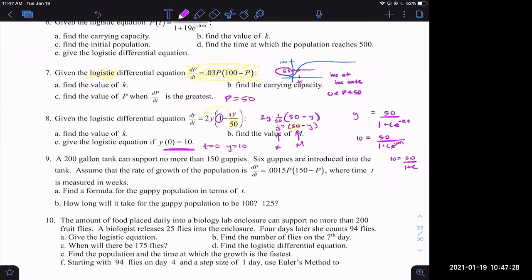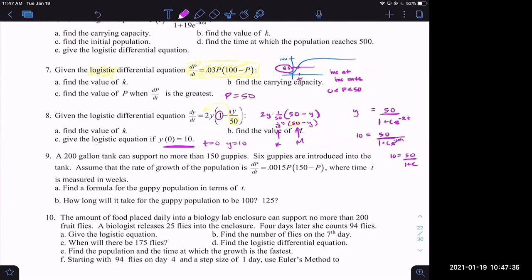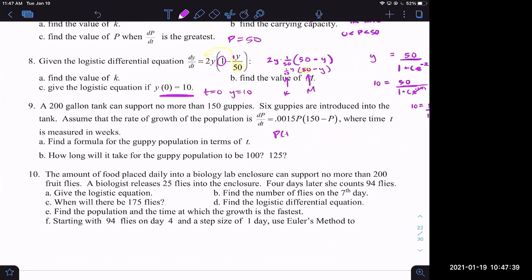Okay. So number 9, we need to ask on 9. 9 is pretty much the exact same thing. On part A, they want you to find a formula. Well, you're going to find the formula in the same way. To find the formula, you start with the population as a function of time is m divided by 1 plus a constant e to the negative k m times t.